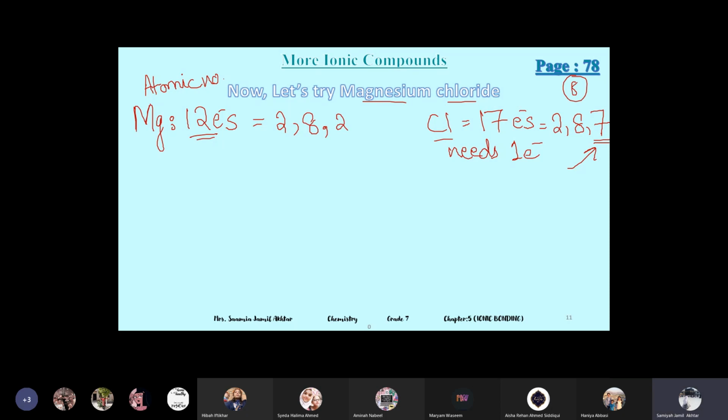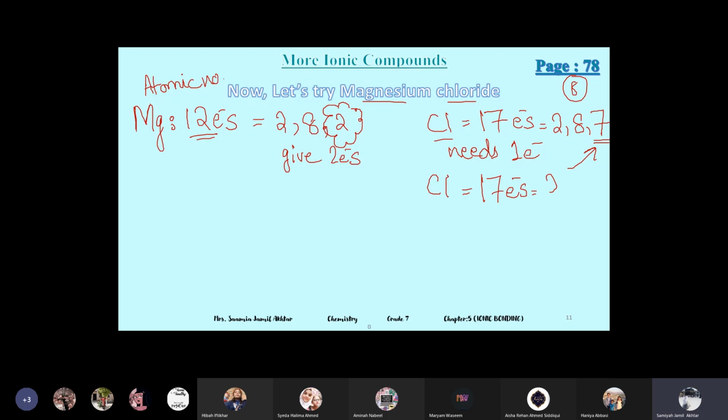But magnesium has 2 extra electrons in the last shell, so magnesium has the ability to give these 2 electrons. Magnesium can give 2 electrons, but chlorine needs only 1. So what will happen here? Teacher, we'll add another chlorine. Yes, magnesium will give one electron to one chlorine and the other to another chlorine. So another chlorine will come in the story.